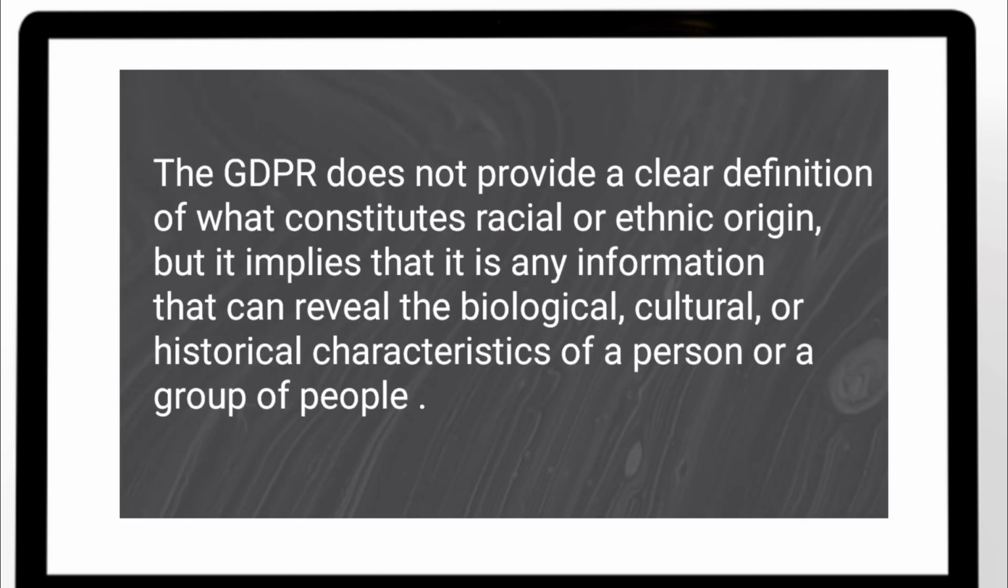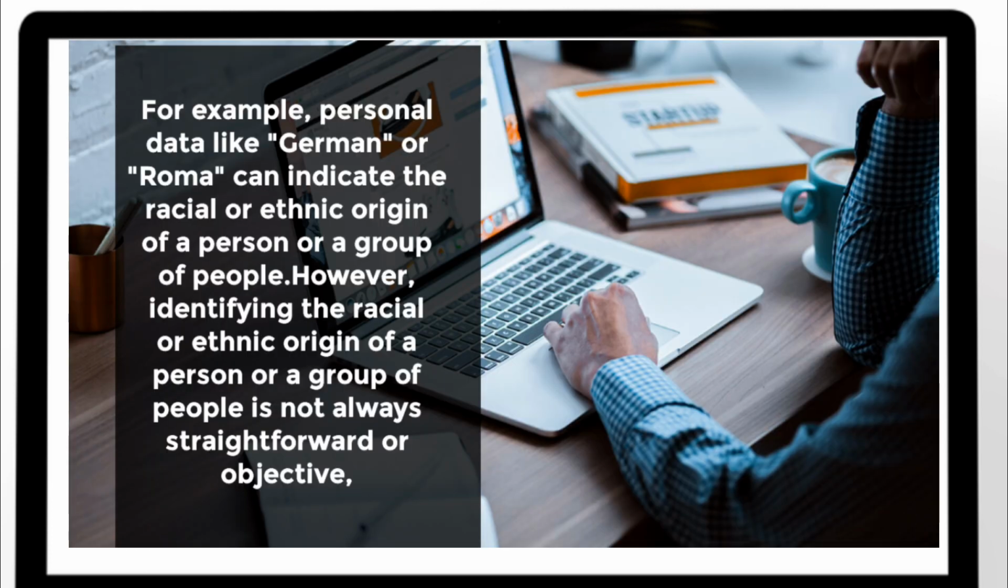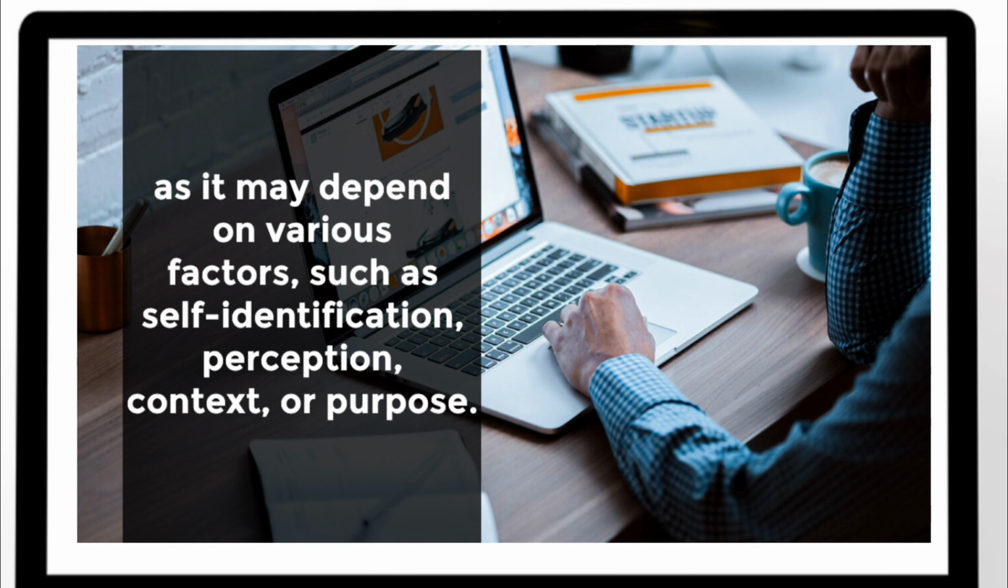The GDPR does not provide a clear definition of what constitutes racial or ethnic origin, but it implies that it is any information that can reveal the biological, cultural, or historical characteristics of a person or a group of people. For example, personal data like German or Roma can indicate the racial or ethnic origin of a person or a group of people. Identifying the racial or ethnic origin of a person or a group of people is not always straightforward or objective, as it may depend on various factors, such as self-identification, perception, context, or purpose.